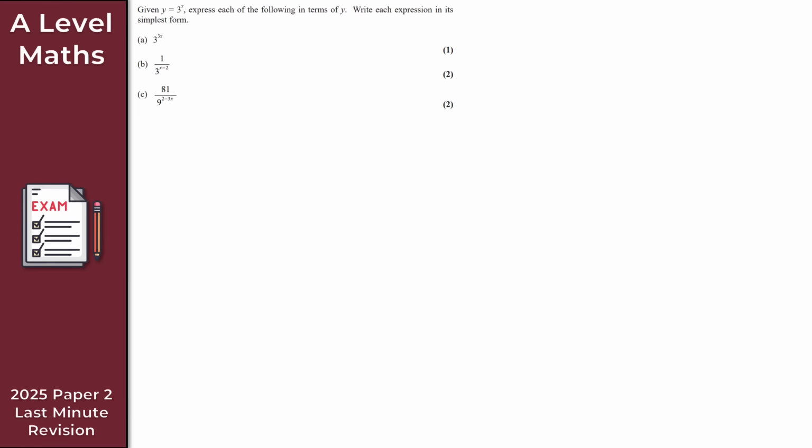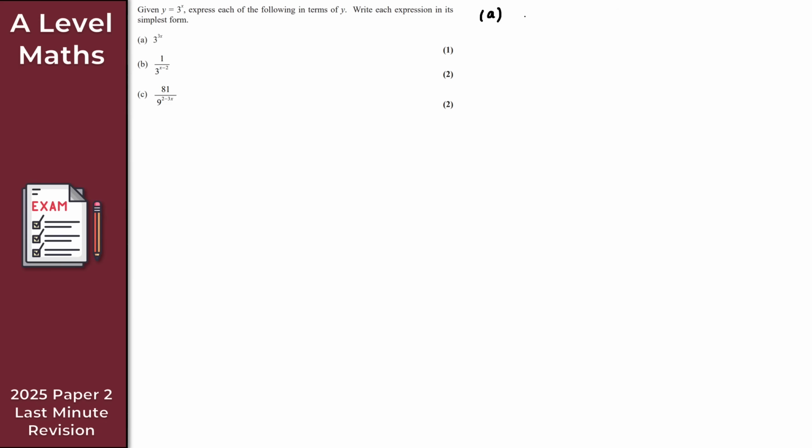So let's just make a start here then with question 1. And as we can see then, question 1 here is on indices, right? So should be pretty straightforward just to get us started here. So for part A then, what do we need to do here? So we're given that y is equal to 3 to the x, and we want to express each of the following here in terms of y. We need to write each expression then in its simplest form. So this question here is just basically an application of the laws of indices, right? Should be pretty straightforward for the most part.